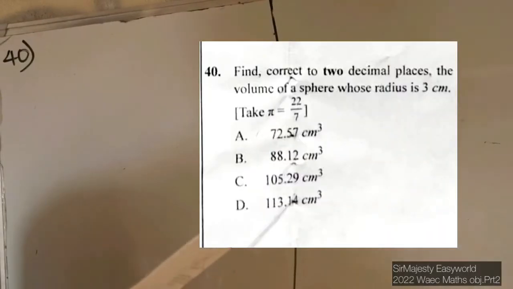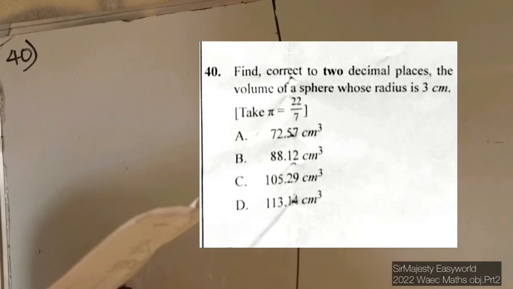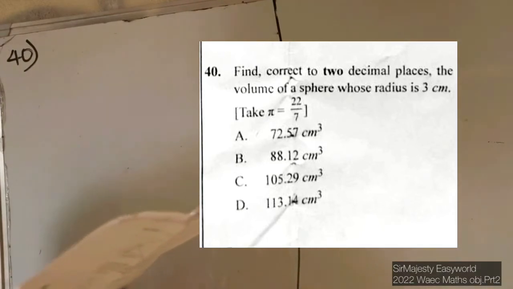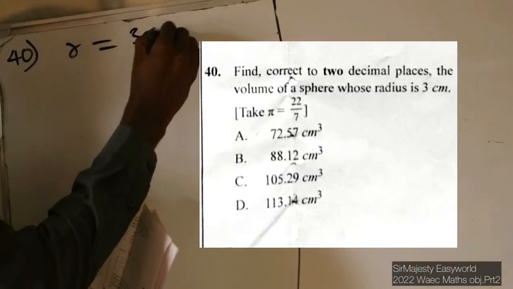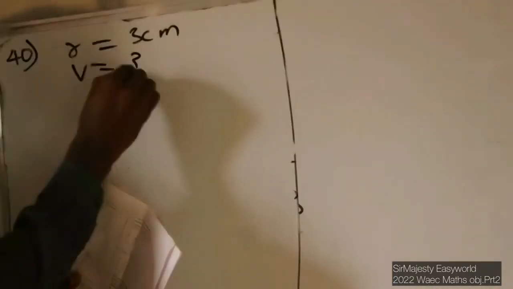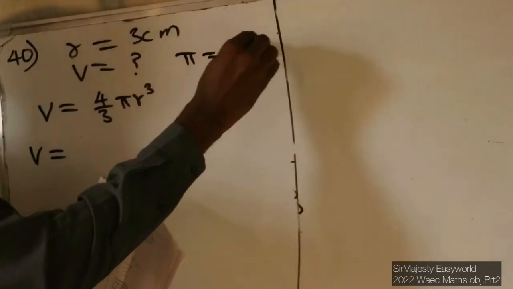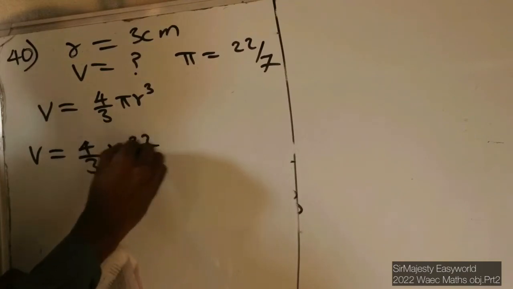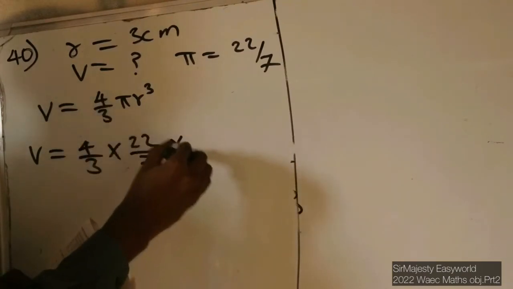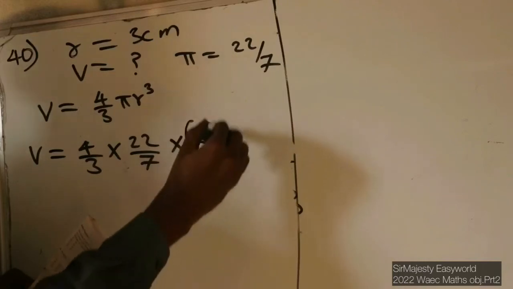Okay, so question 40 says, find, correct to 2 decimal places, the volume of a sphere whose radius is 3 centimeter. So the information we are given here, r is 3 centimeter, and you should find the volume. The formula for finding the volume of a sphere is 4 over 3 pi r cube. Now we are going to substitute. Of course, we take pi to be 22 over 7. So we get to work 4 over 3 multiplied by 22 over 7, which is our pi, multiplied by 3 to the power of 3.